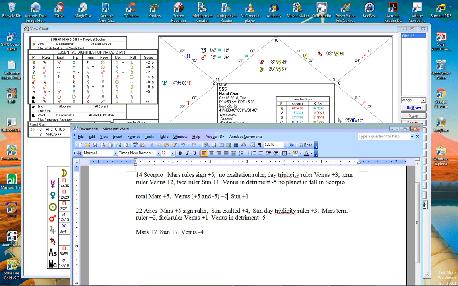So again, for each planet, let's add up their scores. Mars is +5 and +2, so +7. Sun is +4 and +3, so also +7. Venus is +1 and -5, -4 overall. So Mars and the Sun are tied for the highest score. Now in that circumstance, that means for 22 Aries by day, there are 2 almutens.